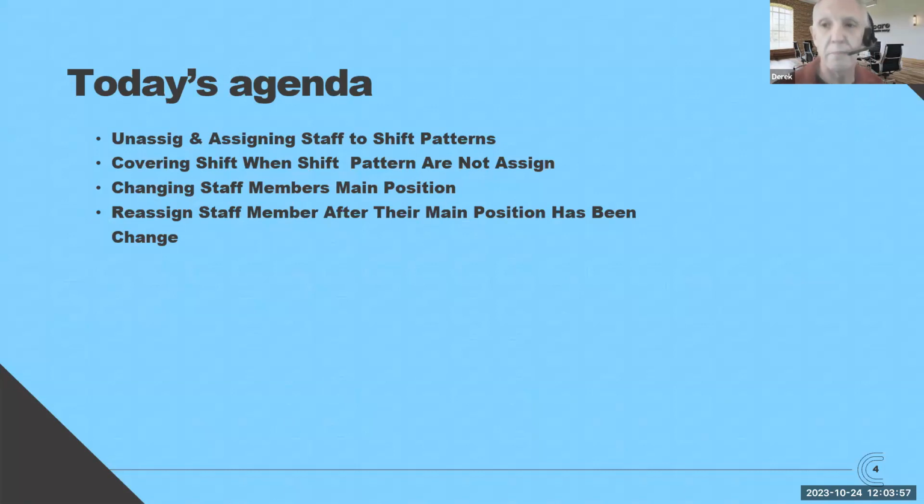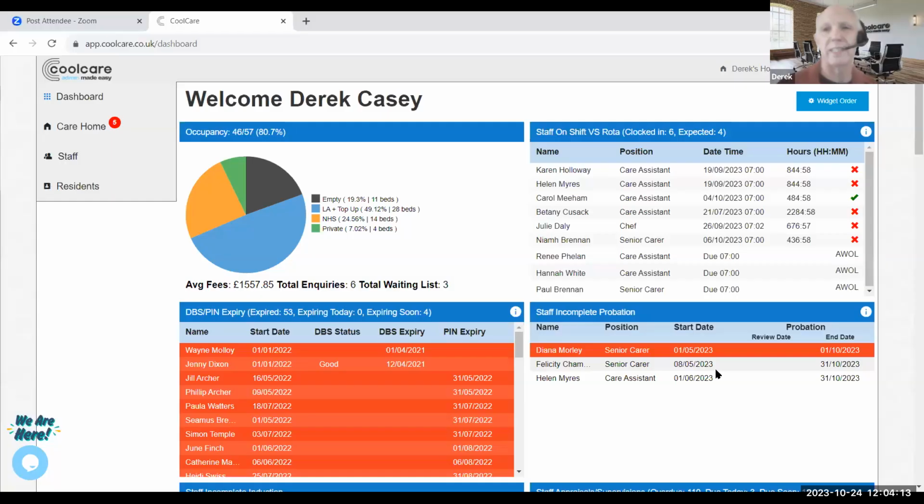Okay, let me jump into CoolCare. Let's see, can we do this bit right? There we are. I'm going to do share, and you should hopefully see. Let me try that again. Didn't do it. There we go. You should hopefully be able to see my CoolCare screen. If you can't, I'm sure Sam will shout at me.